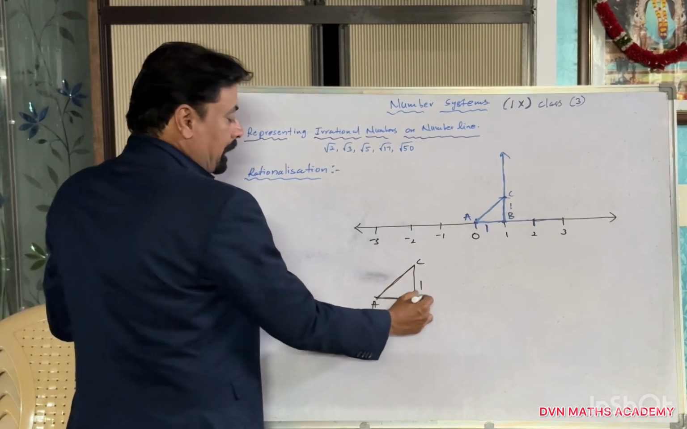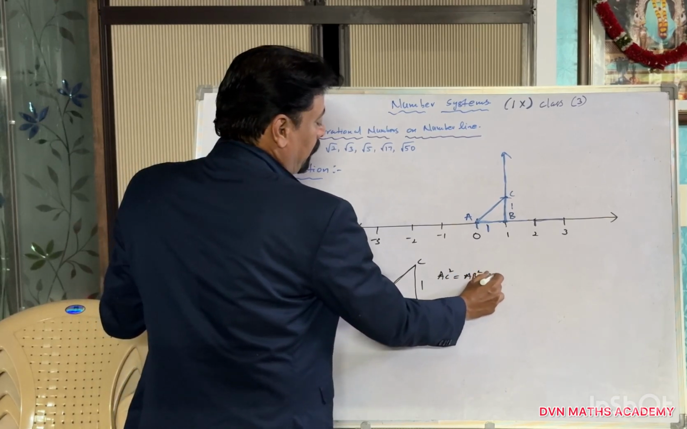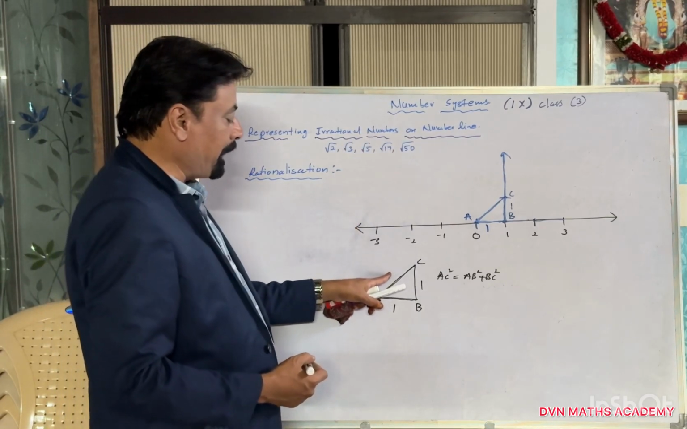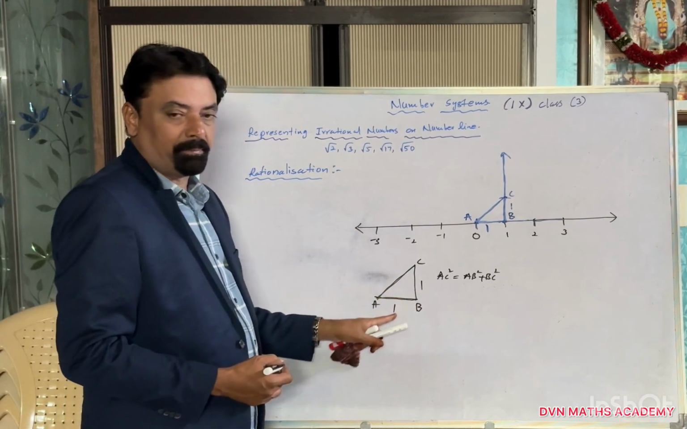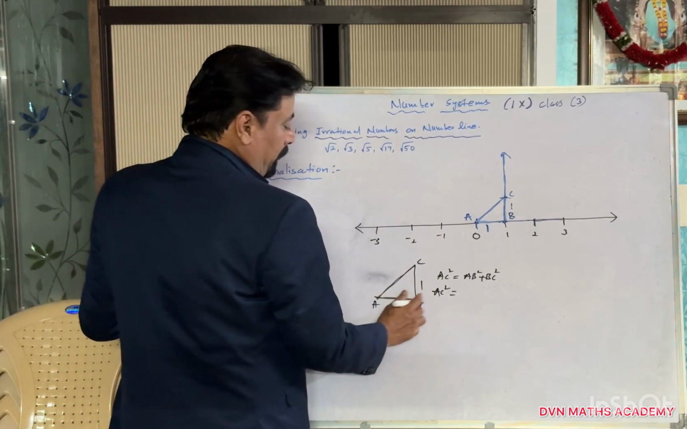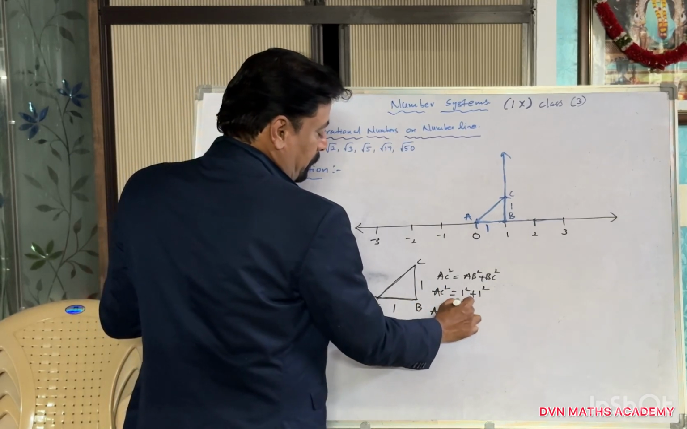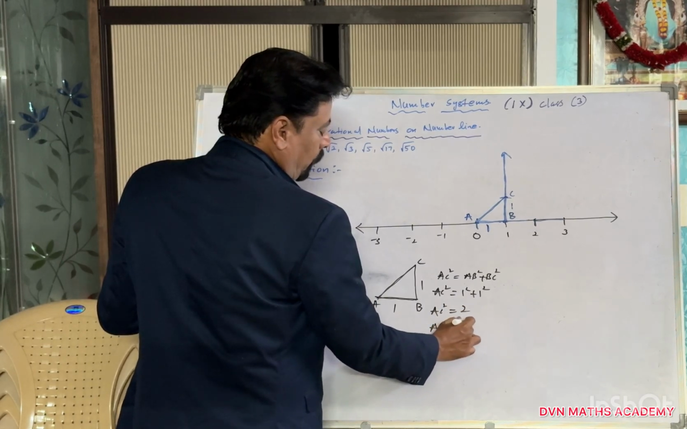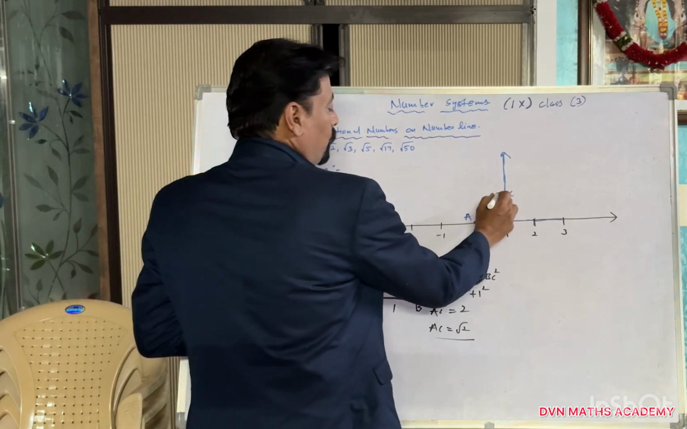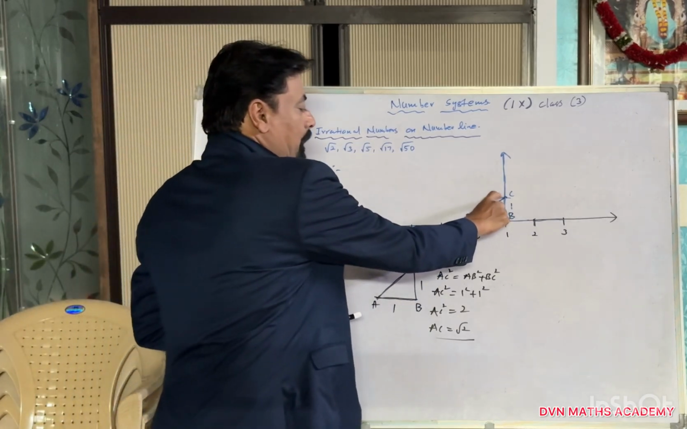And what about AC? You know that AC square is equal to AB square plus BC square by the Pythagoras theorem. I already explained what the Pythagoras theorem is. So this is the hypotenuse. Therefore, its square should be equal to the sum of these two squares. Now, AC square is equal to, AB is 1 unit, 1 square plus 1 square. So AC square is equal to 1 plus 1, 2. Therefore, AC is equal to root 2. So the distance between A and C I got as root 2, which means the length of AC is root 2.